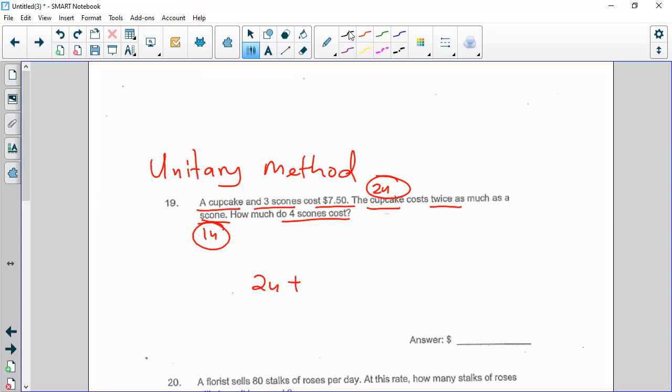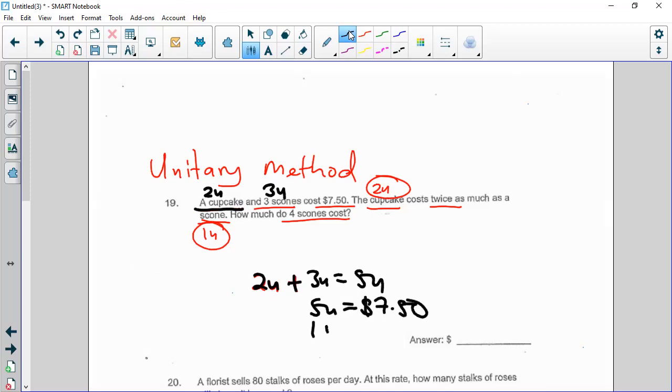Let me just write over here, so that is easier. 1 cupcake is 2 units. 3 cones must be 3 times 1 unit. So a cupcake and 3 cones, all together, how many units? All together will be 5 units. 5 units will be equal to $7.50. Then you find 1 unit.